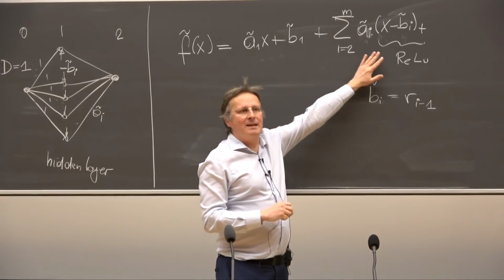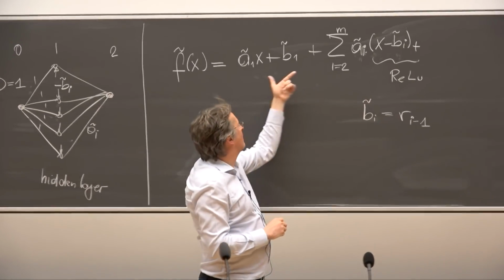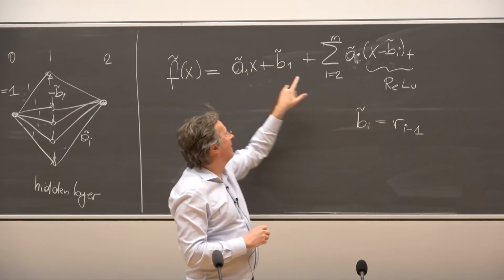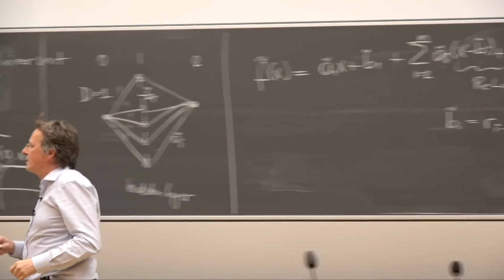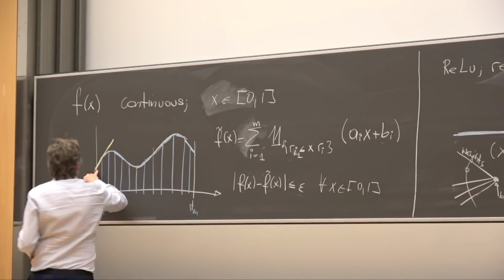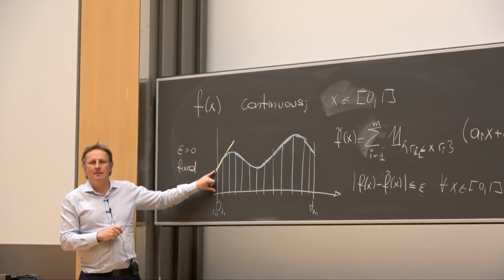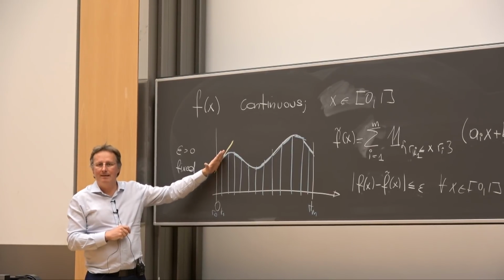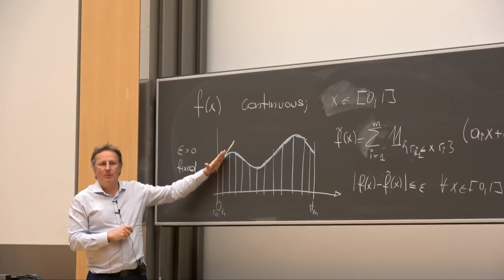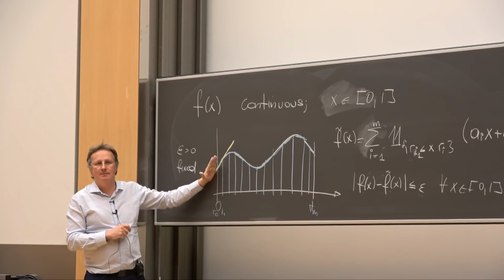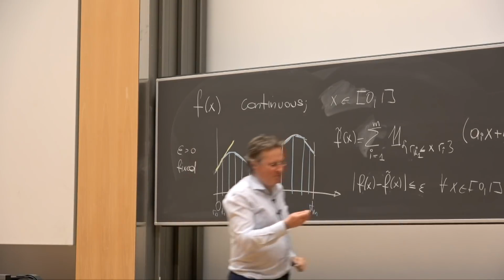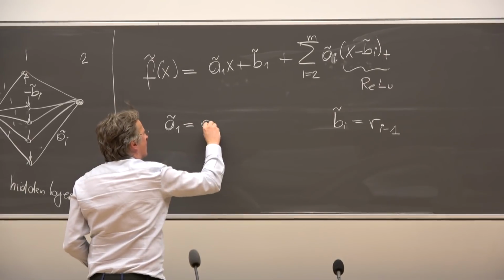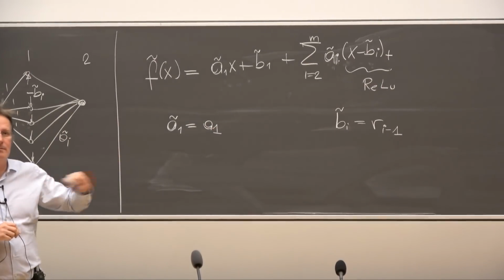So let's assume we didn't have this, and let's just look at the first interval. In the first interval, assume this is not here. I want this to match this here. So it better be that the slope, the A1 tilde, is better what? What is the slope here? A1. Okay, so we better have that A1 tilde is A1. And so for the first one, you're right.